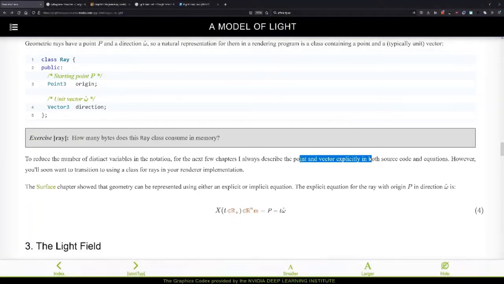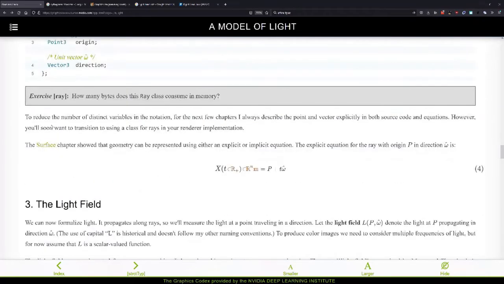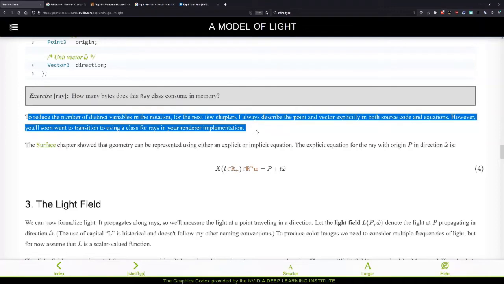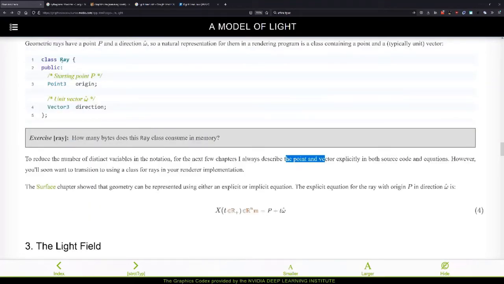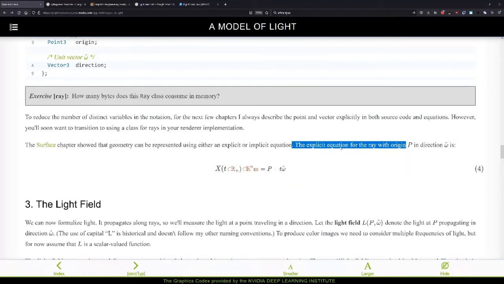Always describe the point and vector explicitly in both source code and equations. However, you'll soon want to transition to using a class of rays in your renderer. So this text has the vector and point separate in equations and code, but then in the future it'll just be a single ray class that is used, or ray thingy. Okay, so the explicit equation for a ray with origin P and direction omega hat is... how would you say this equation out loud?